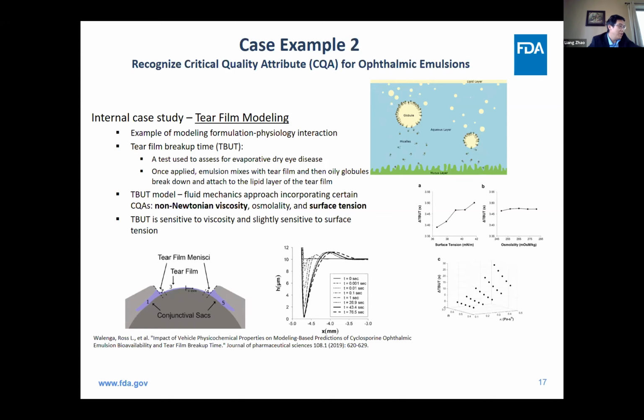Currently, OGD has funded an external research project with Absorption Systems, which uses optical coherence tomography to measure tear film and tear film meniscus thickness in rabbits. This ongoing measurement will allow for model validation of the cyclosporin emulsion model. The next slide, please.